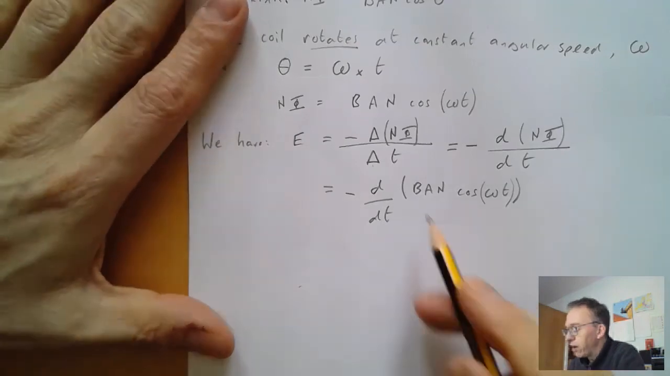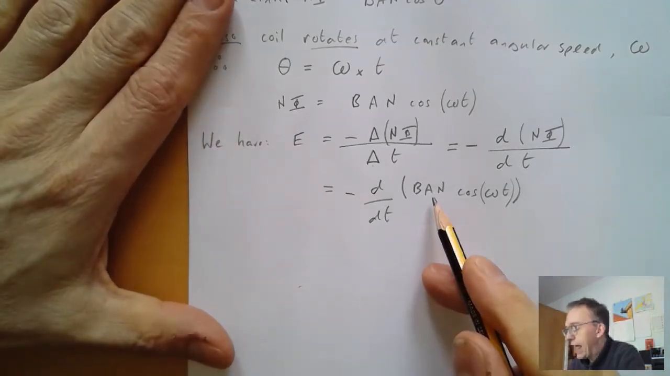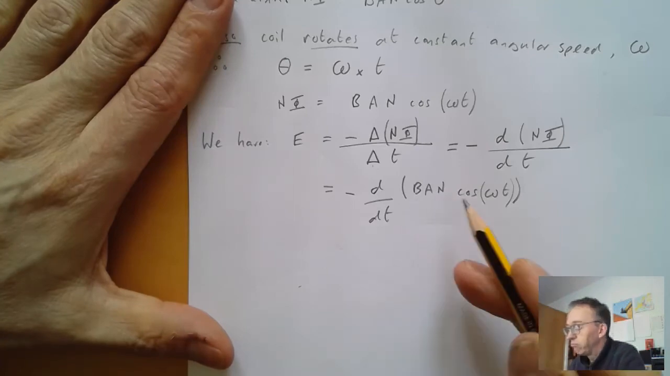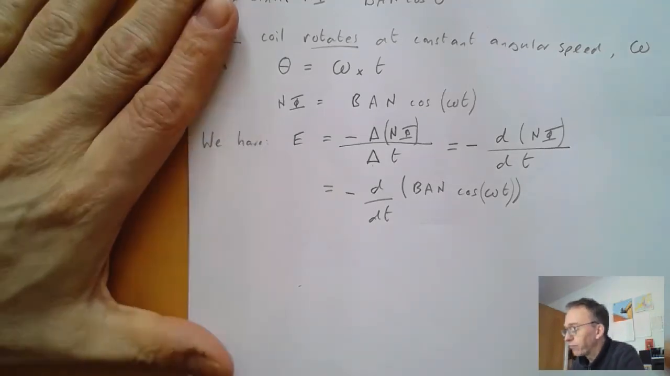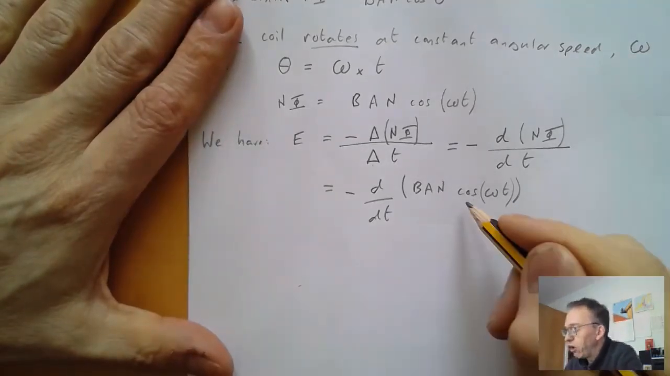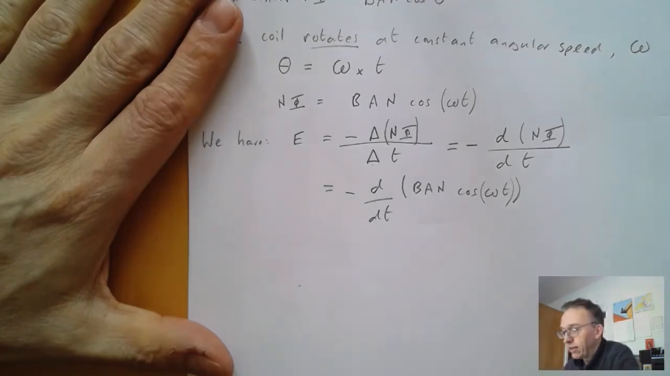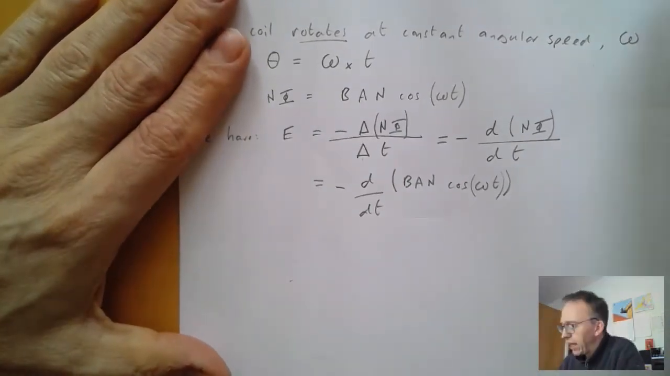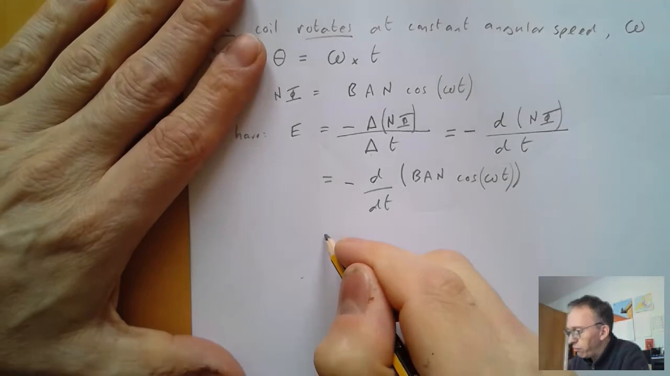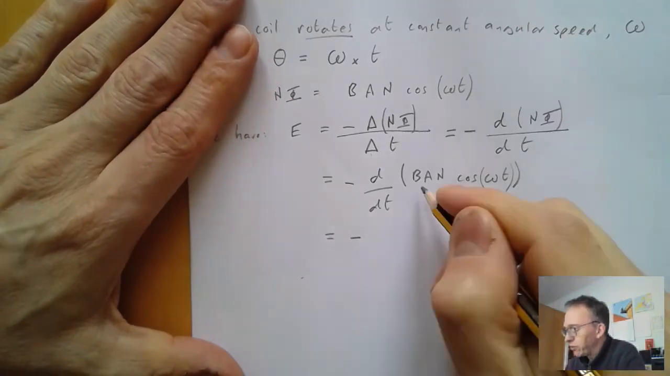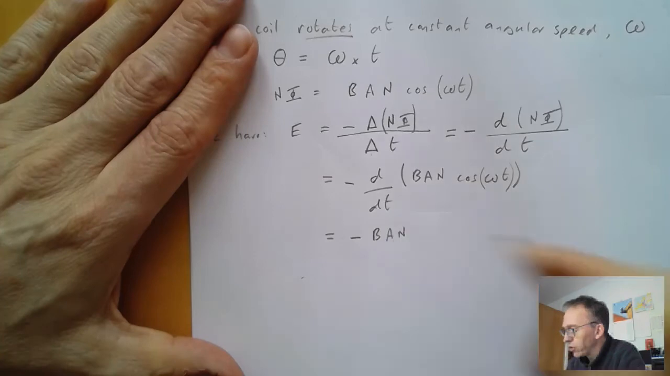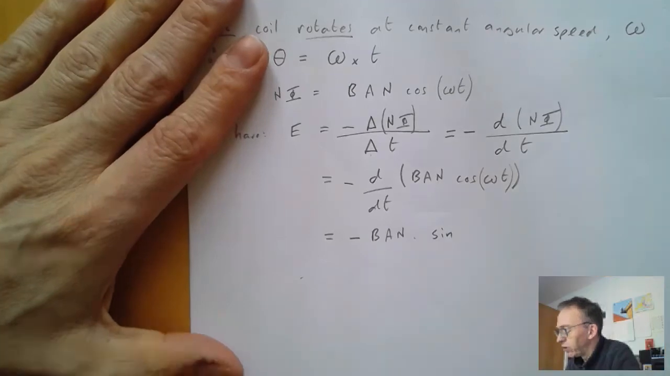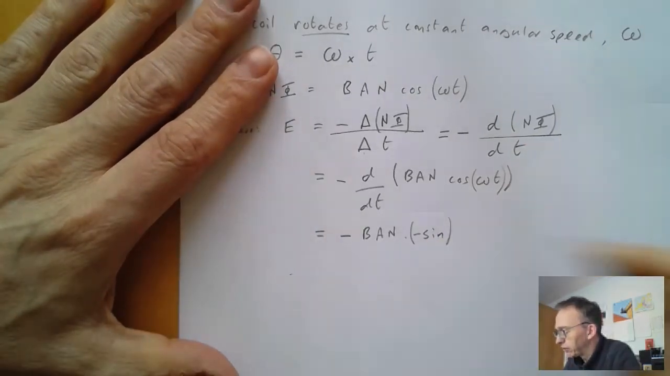Now, B is constant, A is constant, and N is constant. Same field, same coil. So they're just constants and they just come out as constants. What is the differential of cos? That's right, it's negative sine, I think. So we have a negative sign out the front. We have B, A, N, which are constants. The differential of cos is sine. No, it's negative sine, I think.